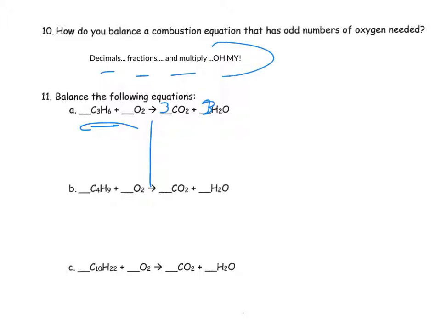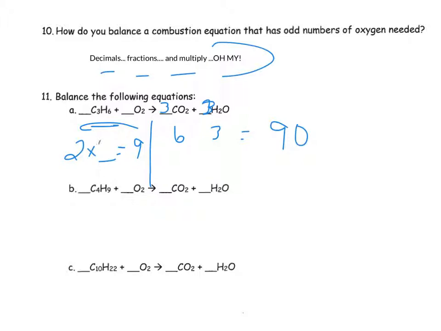So now let's look at my oxygens. I have 3 times 2, that's 6 oxygens there, and 3 there. So that gives me 9 oxygens total on the right side. So I need 9 over here. Well, what can I multiply 2 by to get 9? And the answer is, well, nothing. Well, at least not a whole number.